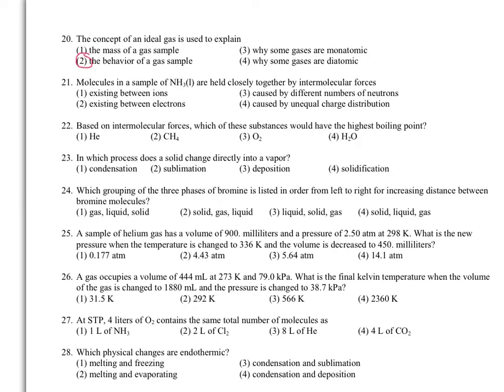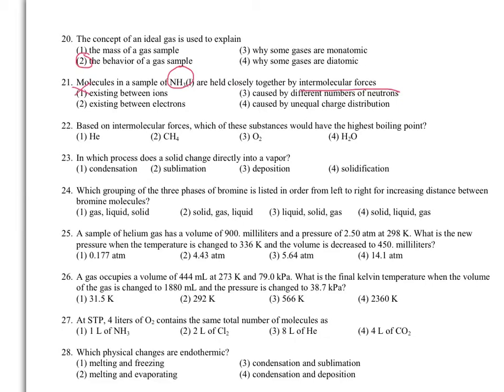So question number 21 asks us about ammonia liquid, and they're held closely together by intermolecular forces. And basically they're asking, well, what's causing intermolecular forces? Now here we have ammonia. Ammonia is a covalent compound. How do we know it's covalent? There's no metals. It's all nonmetals. So there's no ions.